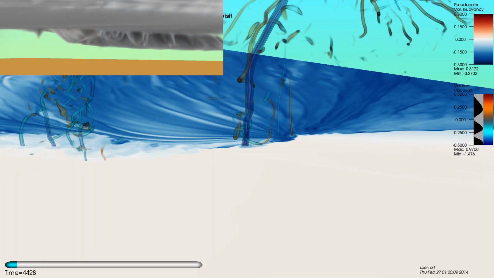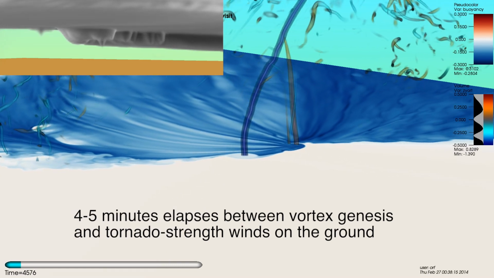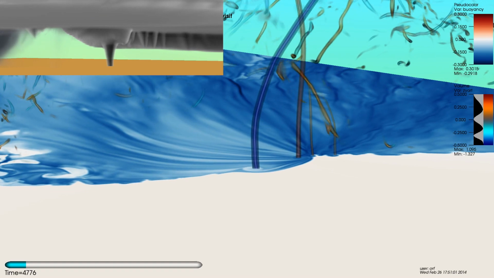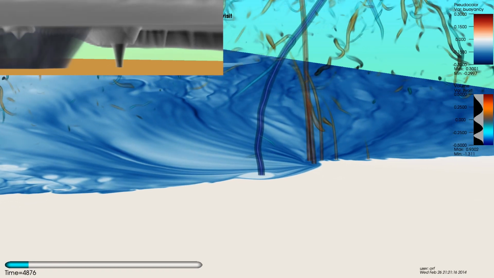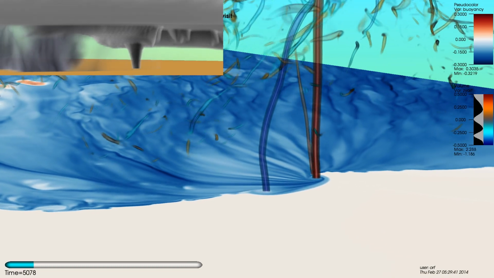This is the little vortex that's going to grow into a long-track EF5 tornado. And this is that anticyclonic guy over here. So we just kind of watch. What's interesting and perhaps valuable is that 4 to 5 minutes elapse between this vortex genesis and there, where now it's a tornado on the ground. So there's already sort of an anchored circulation in place before you actually see the condensation funnel come down.